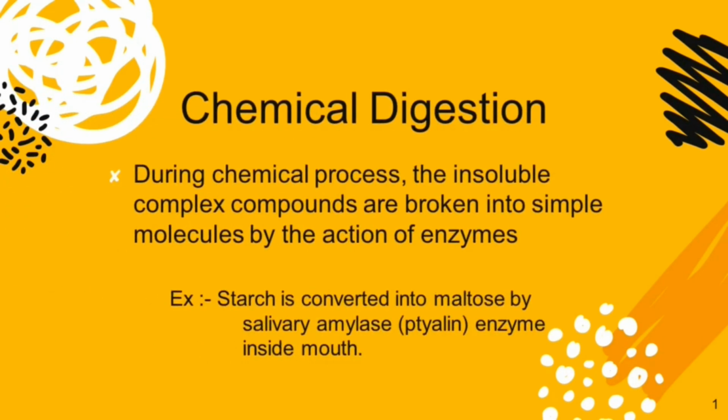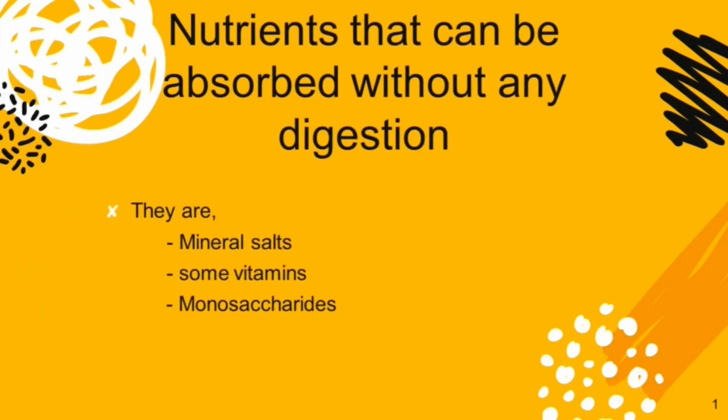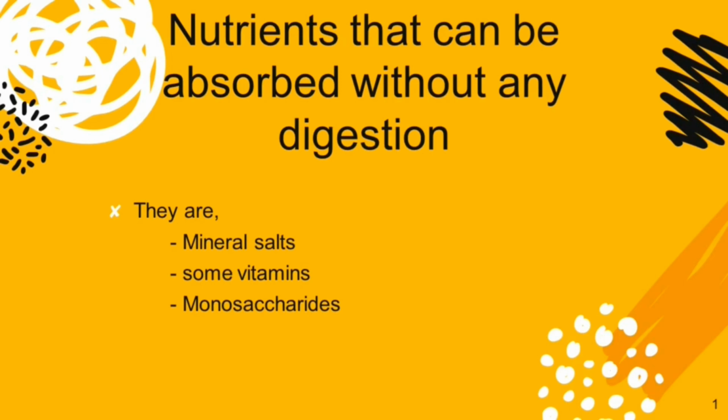During the chemical process, insoluble complex compounds are broken down into simple molecules by the action of enzymes. For example, starch is converted into maltose by the amylase enzyme inside the mouth. And there are some nutrients that can be absorbed into the body without any digestion process. It is also very important. They are mineral salts, some vitamins, glucose, fructose and galactose.